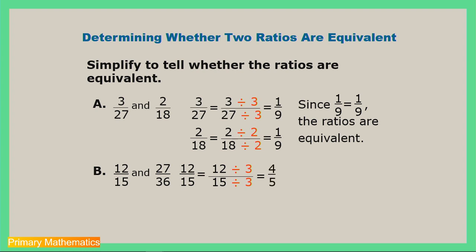Very good. 4/5. Well, remember we have 27/36. So we can't just stop there. We have to do the other one. What are we going to divide both the numerator and the denominator by?